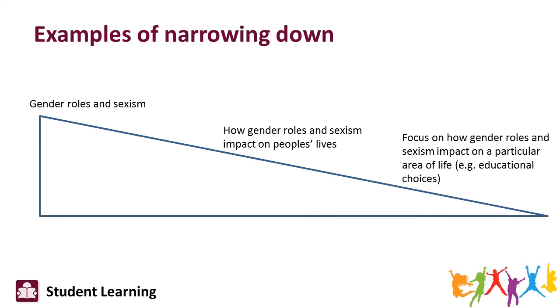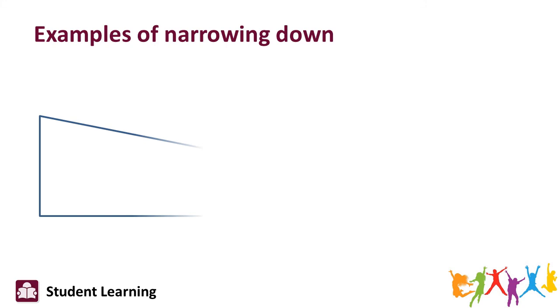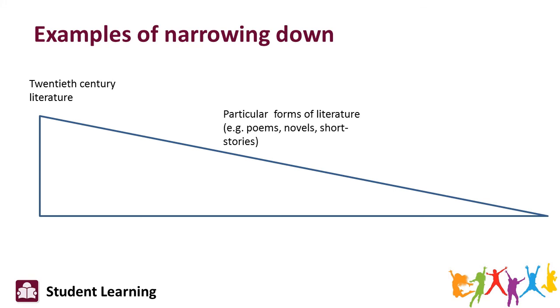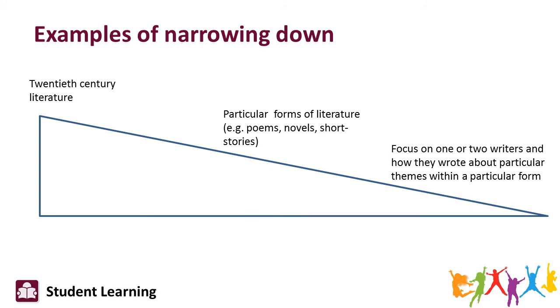And in this final example, let's imagine that we're interested in 20th century literature. This might lead us to think about particular forms of writing and literature, for example, poems, novels, short stories, etc. And from here, we might then choose to focus on particular writers and how they use these different forms in order to deal with particular themes.